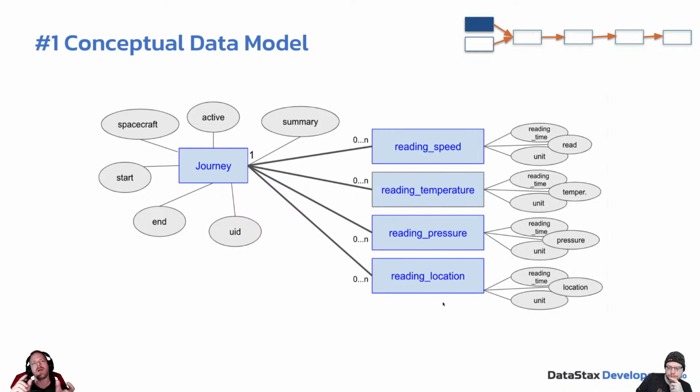Now, the other thing I want to point out is notice next to journey, right to the right of it, there's a 1. And then if you look at the sensor metrics there, reading speed, temperature, and so on and so forth, you see that 0 to n.